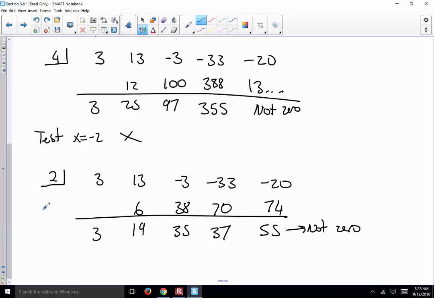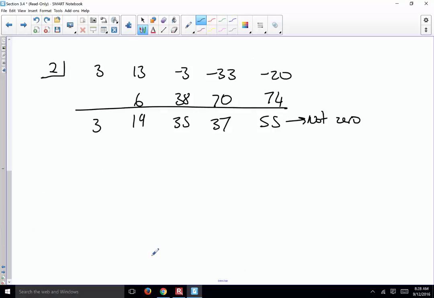Try 1. Try 1, yeah. Why did we skip 1? I love 1. Always try the smallest values possible first. It may work.